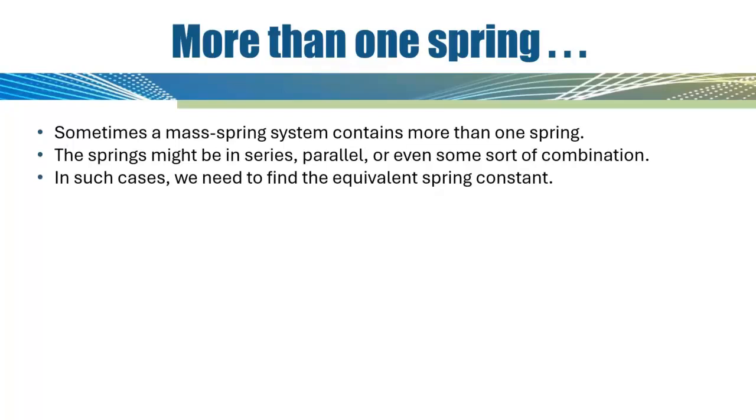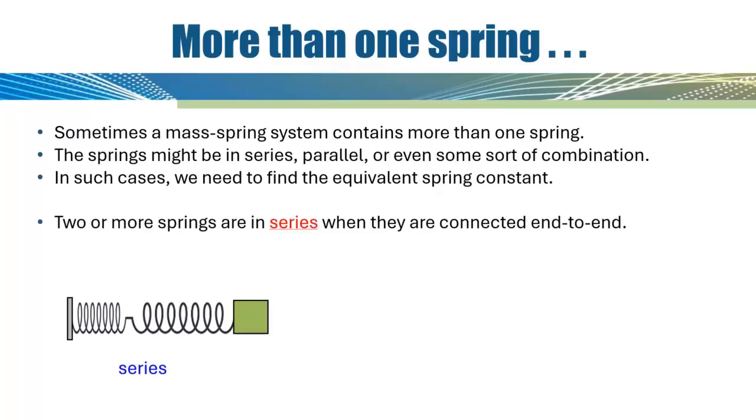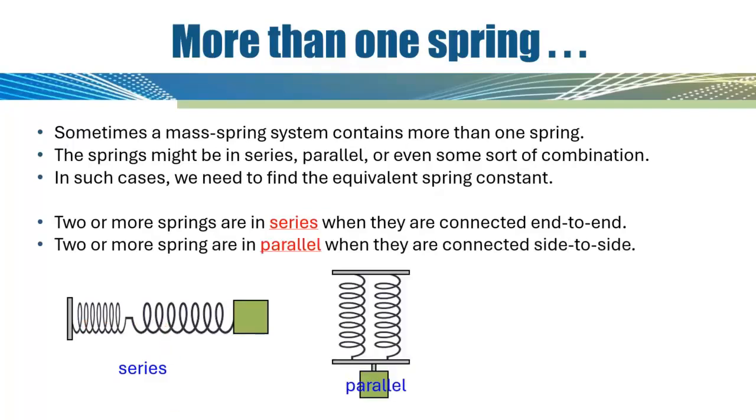And if you're familiar with finding equivalent resistance or capacitance in a circuit, this concept is much the same. To find the equivalent spring constant, we need to know whether the springs are in series or parallel. Two or more springs are in series when they are connected end to end. So we can see in this example that the two springs are connected together, so we say that these springs are in series. Two or more springs are in parallel when they are connected side by side.